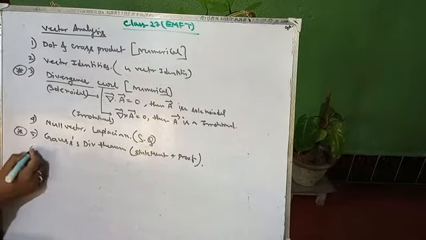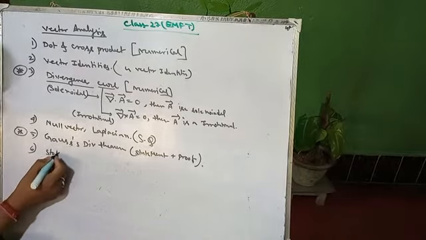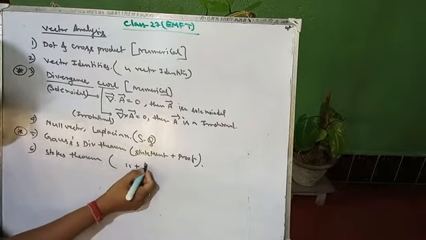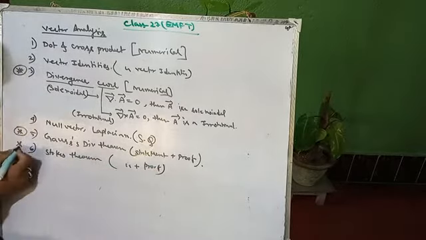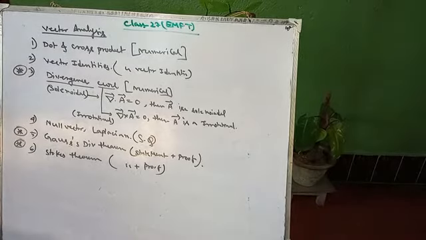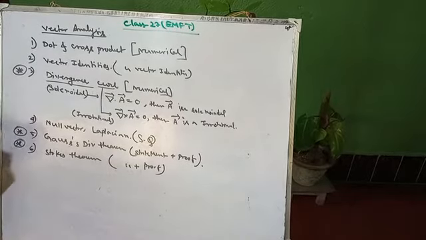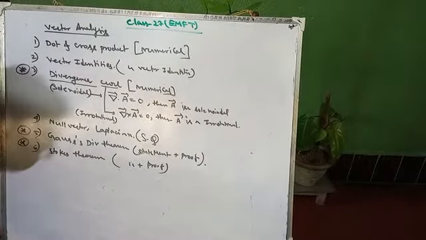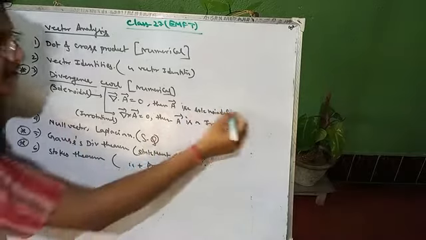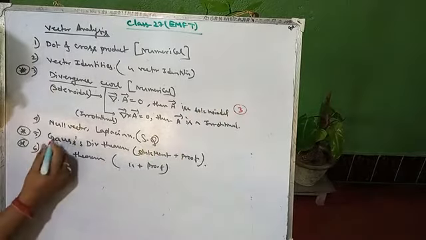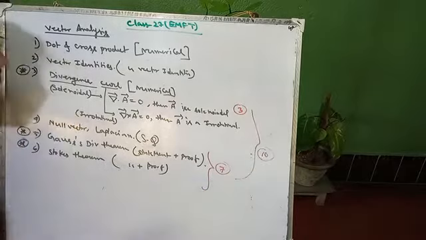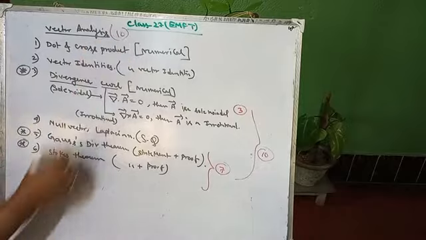And next one, Stokes theorem, similarly statement plus proof. It is also VVI. So in vector there are 6 important topics, and within this, 3 are VVI, and sure questions will come. That means from these it will be 3 marks, and from these 2 it will be 7 marks. Total 10 marks I will give you common from this vector analysis.